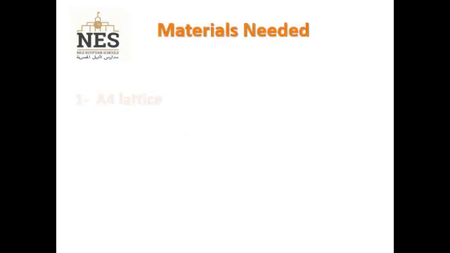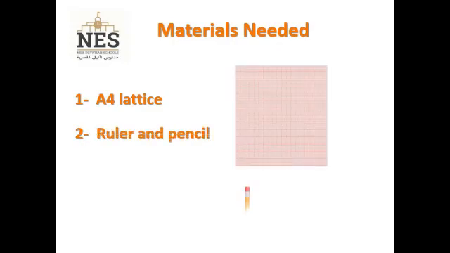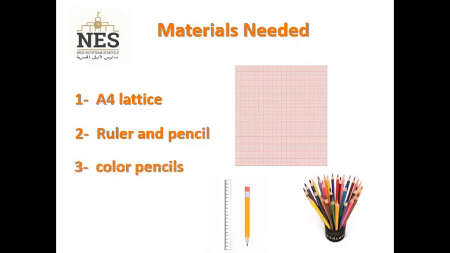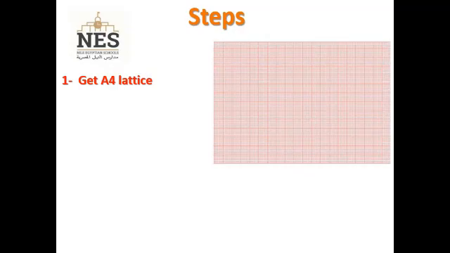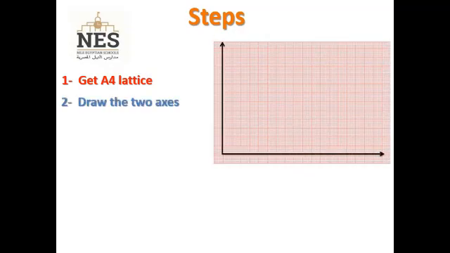Material needed. Number 1, A4 lattice. 2, ruler and pencil. 3, color pencils. Now with the steps of an example. Number 1, get A4 lattice. Number 2, draw the two axes like the opposite figure.